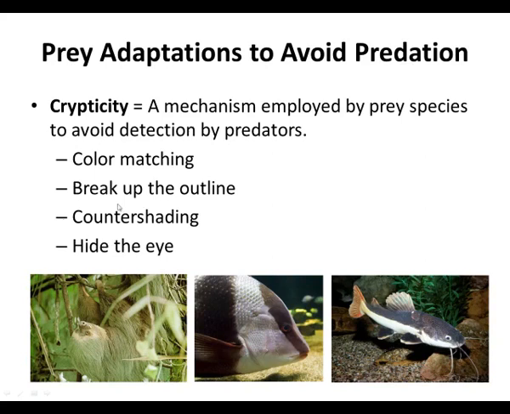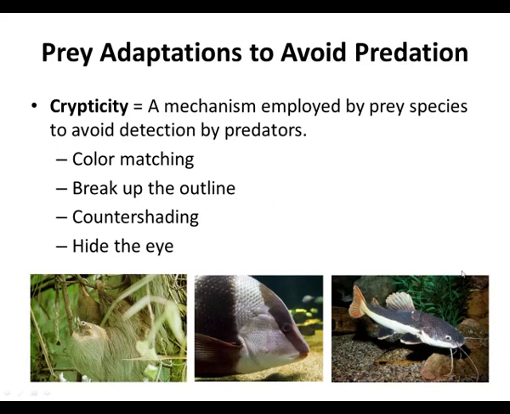And counter shading is another popular mechanism to hide. So look at this fish. Not only this one, in most fish, they have dark upper parts and light lower parts. What is going on here?